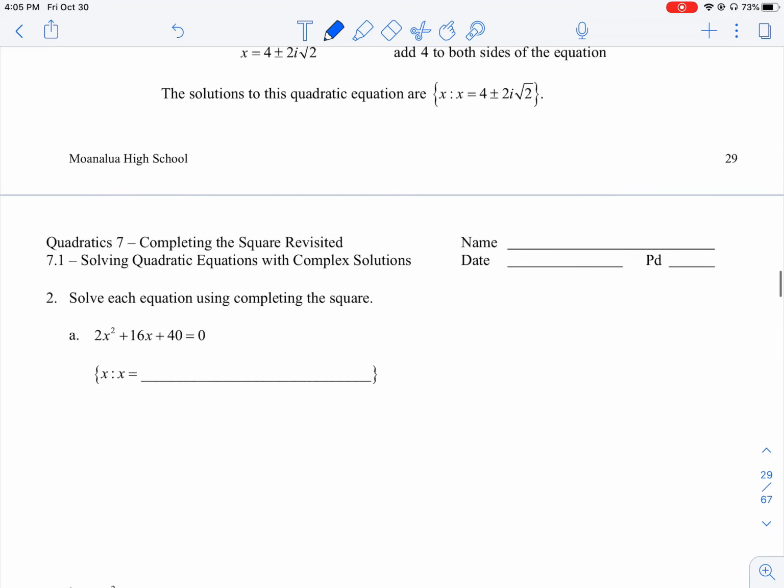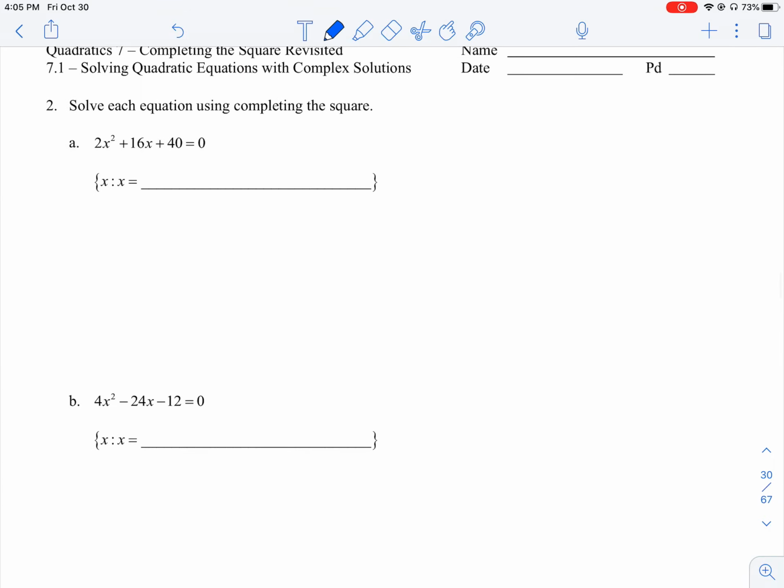Okay. Next example, number 2. Oh, this is something new. There is an a value that is not equal to 1. You have an a value that is equal to 2. So whenever that happens, that we have an a value, your goal is to eliminate the a value.